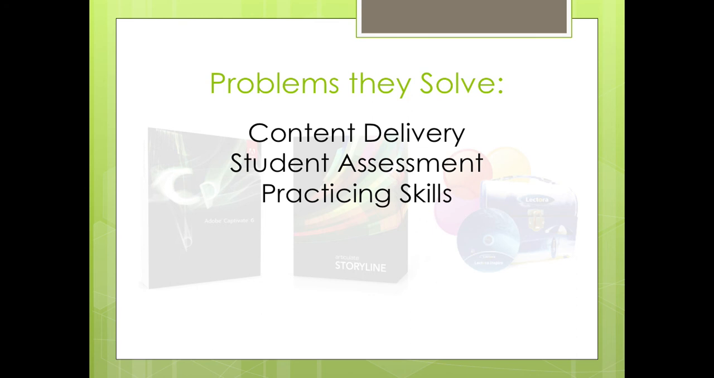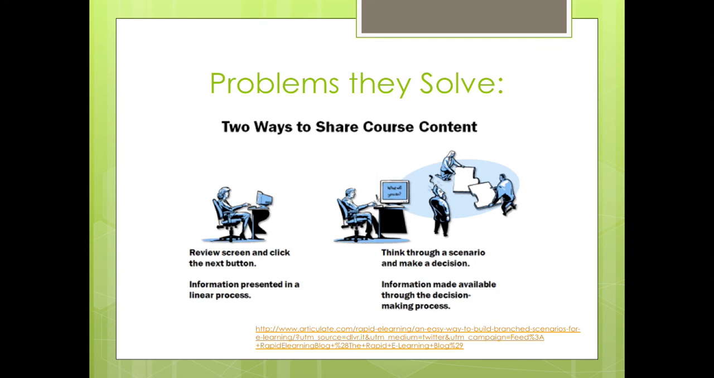The design of the content, or the authoring of the content, can be in a linear, user-selected navigation, or in a branched fashion. To explain branched in a little more detail, that's so that the learner is moving along a certain track based on their responses to questions. Here's a bit of a scenario that was on the Articulate website. You can either follow the information presented in a linear process, or think through a scenario and make decisions, and the information is made available through the decision-making process.